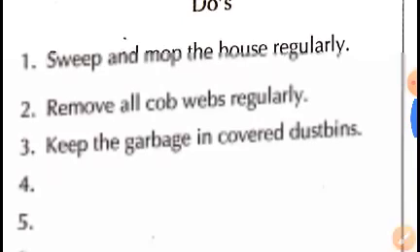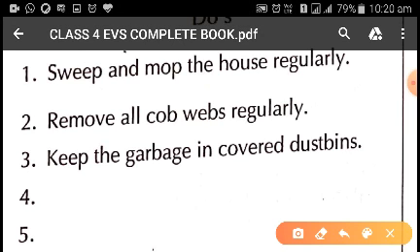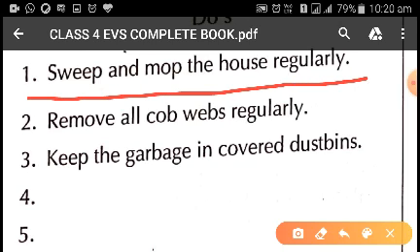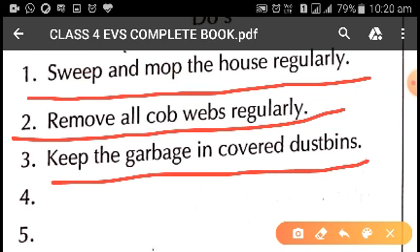Firstly, we'll go through the do's, what we should do. Do's means what all we should do to make our house an ideal house. So here we have do's. Sweep and mop house regularly. We should sweep and mop our house regularly. Remove all cobwebs. We should remove all the cobwebs. Keep the garbage in covered dustbin. The garbage should be kept covered in the dustbin.